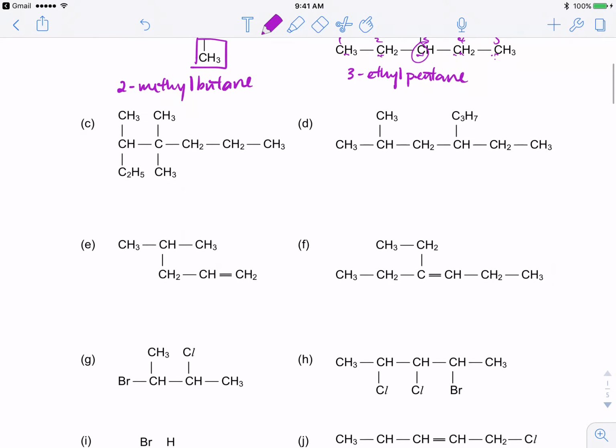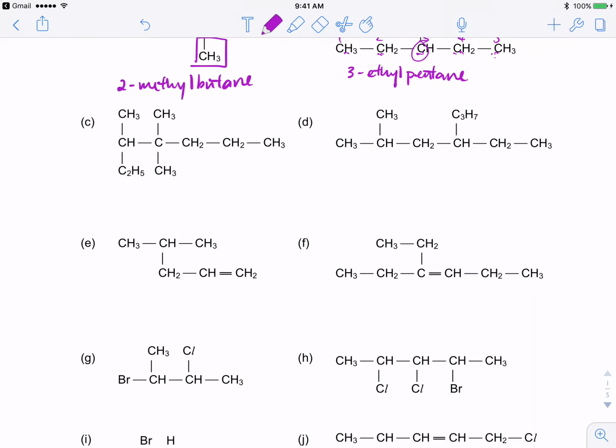Let's move on to part C. What's the longest chain here? Now be very careful. You may think that the chain is just like this, but note that there's a C2H5 group here. So the longest chain would actually be from here to there. So we have 1, 2, 3, 4, 5, 6, 7 carbons, so it must be heptane.